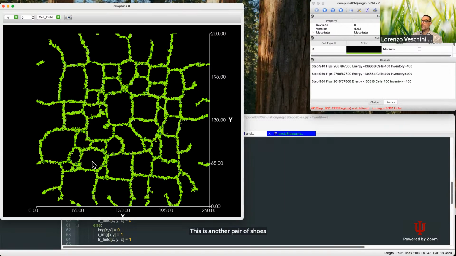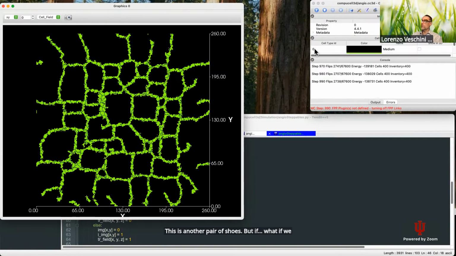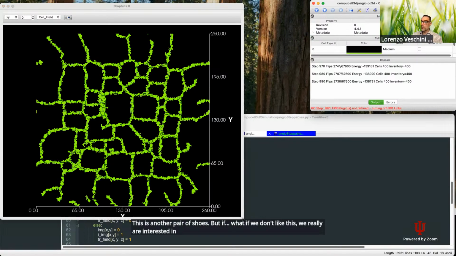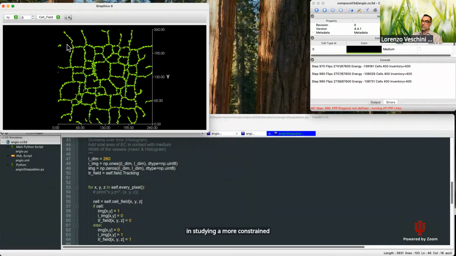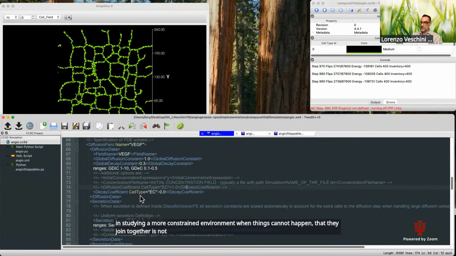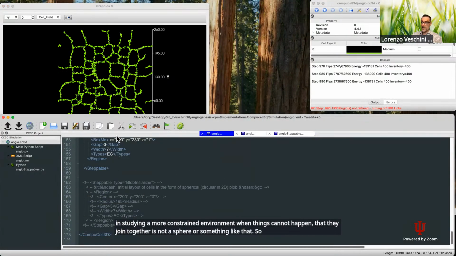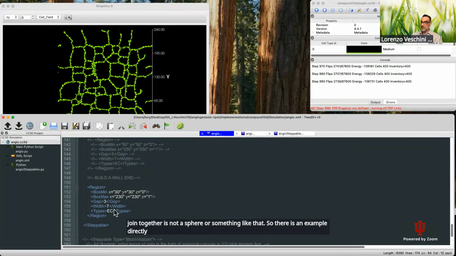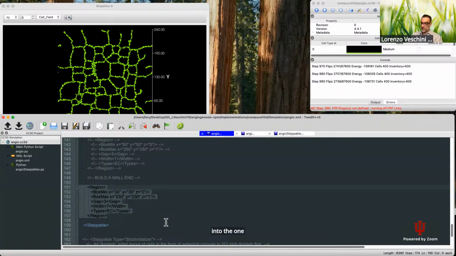But what if we don't like this? We really are interested in studying a more constrained environment where things cannot join together, like a sphere or something like that. So there is an example directly bundled into the one that I have uploaded, and we can do it if we comment line 151 to line 158.